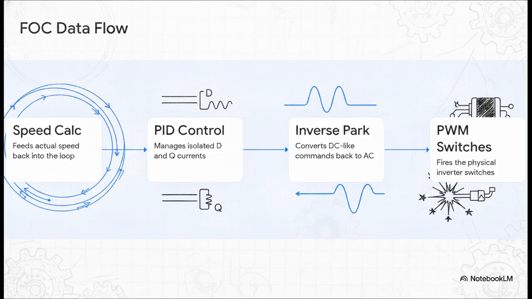So, tracking back through that logic, here's how the theoretical math becomes real physical movement. First, a speed calculator feeds the actual speed back into the loop to find our error. Then, dedicated PID controllers manage the now isolated currents, one for the direct current, which controls the magnetic field, and one for the quadrature current, which controls the torque. Next, an inverse Park transform takes these simple DC-like commands and converts them right back into complex AC waveforms. And finally, the space vector PWM, or pulse width modulation, translates those waveforms into rapid electrical pulses, physically firing the switches in the three-phase inverter to drive the motor. It is honestly a stunning piece of engineering.